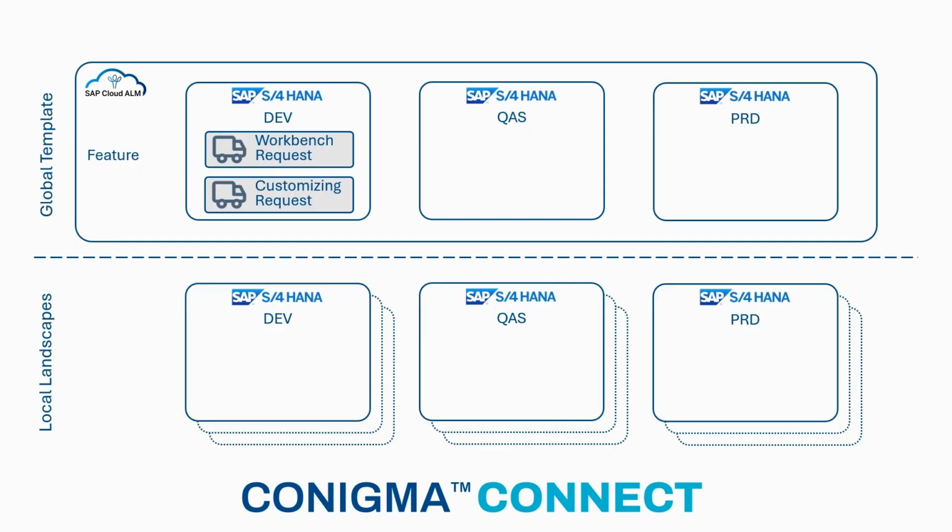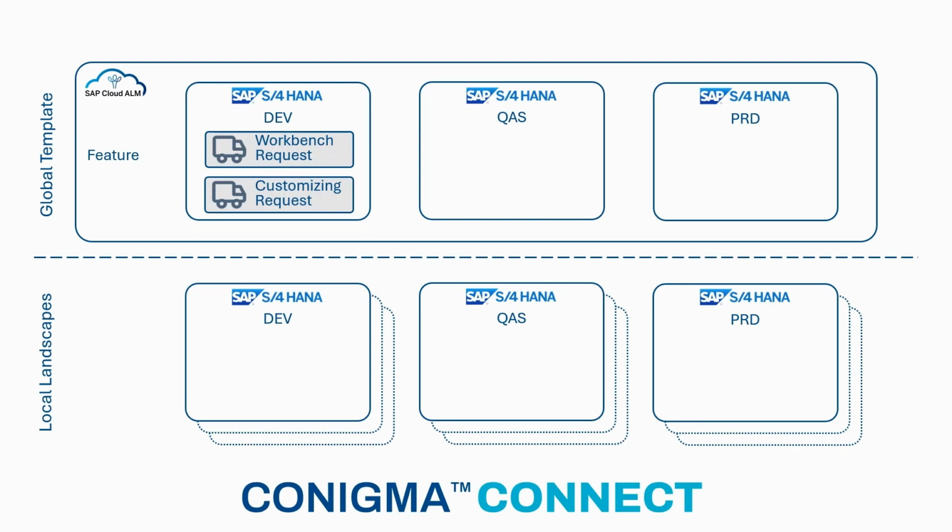First, let's look at some background information regarding the demo landscape. At the top, we see a global template line in which both development and customizing take place. In this example, we have a three-system landscape consisting of development, QA, and production. Through an SAP Cloud ALM feature, a workbench request and a customizing request are provided as sample content. The global developments and customizing changes are rolled out to multiple local lines, which are displayed in the lower section.